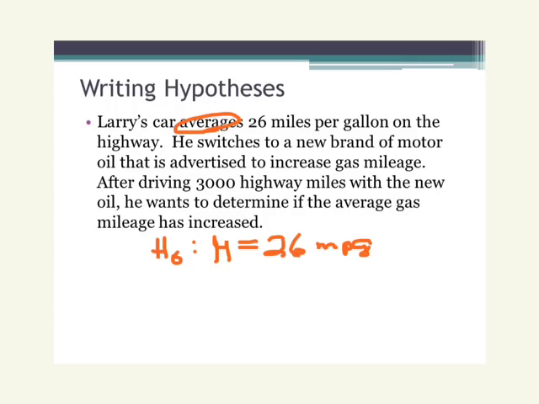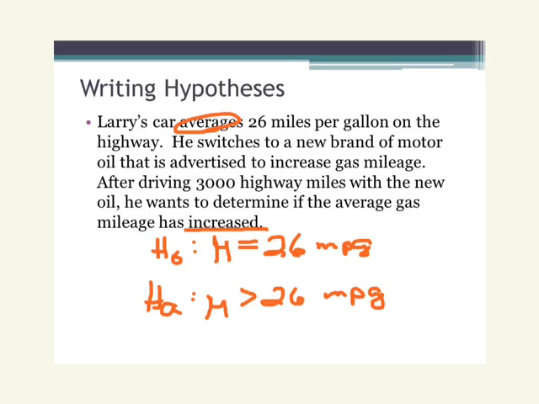All right? The alternative hypothesis is going to be what we suspect, or in this case, what Larry is hoping happens. All right? And in this case, since we're given a specified direction, he wants to see that his gas mileage has increased. We know we're going to be dealing with a one-sided alternative hypothesis. All right? So we want our mu to be greater than 26 miles per gallon. And these would be the hypotheses that we are then going to work with throughout this problem if we're going to continue on and do the entire four-step process.